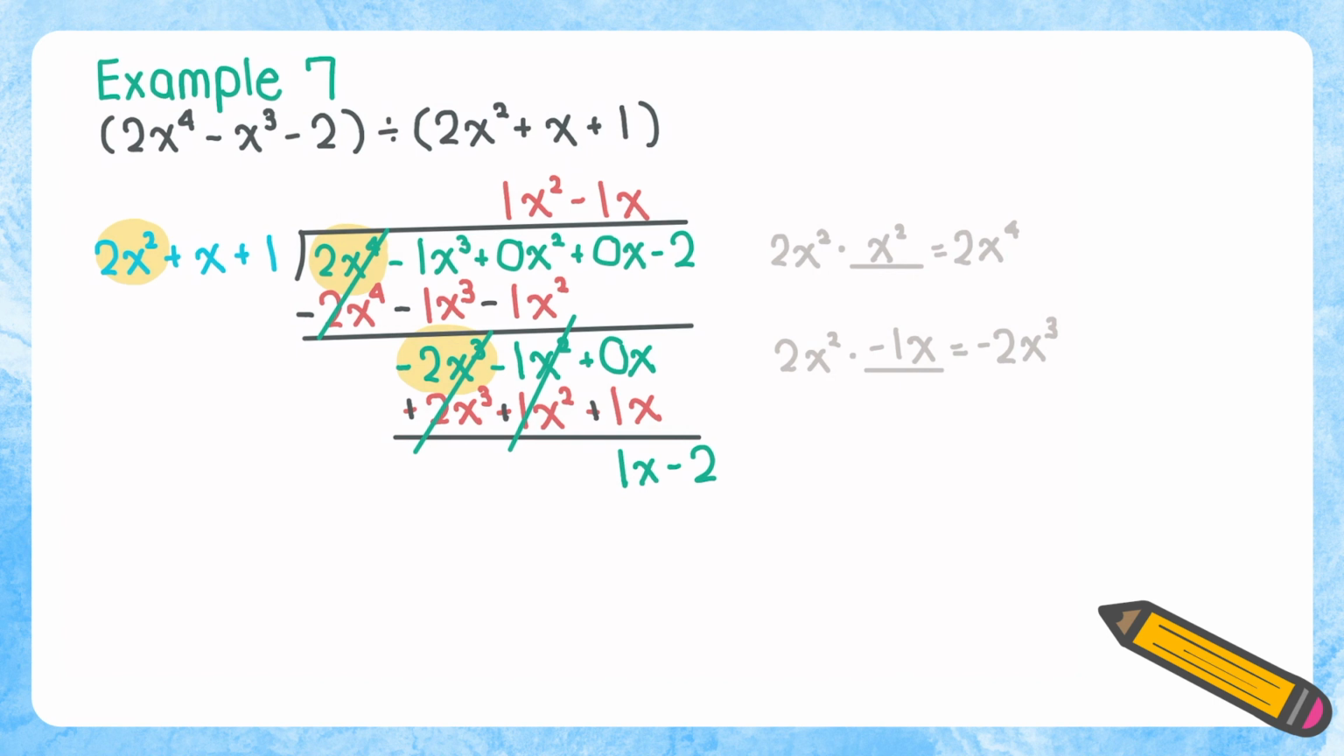So notice that I have to actually stop here because I can't go any further. Let's say I tried 2x squared plus something to equal 1x. This doesn't work. I can't go from a quadratic term to a linear term by multiplying. So I know I'm done right here. So my final answer is x squared minus x plus the remainder, x minus 2, over the divisor, 2x squared plus x plus 1.